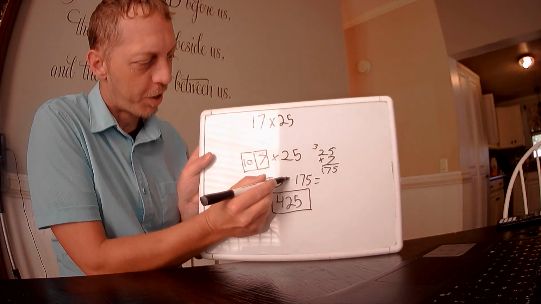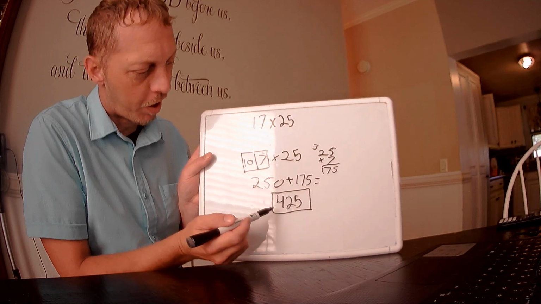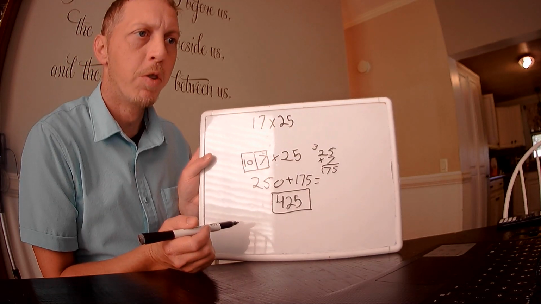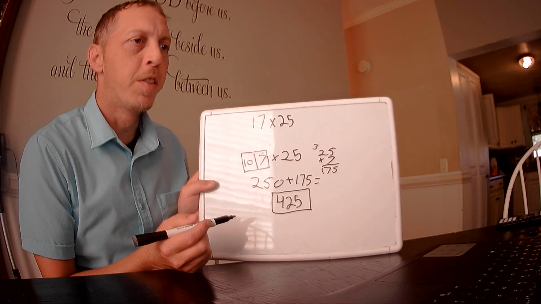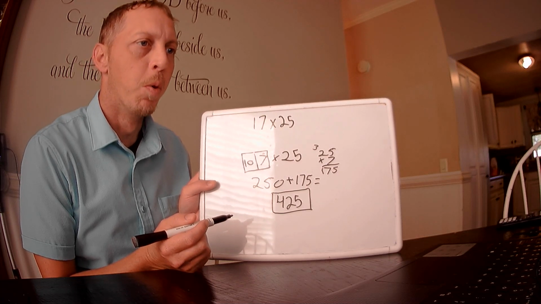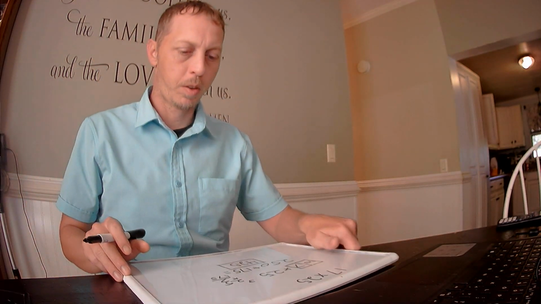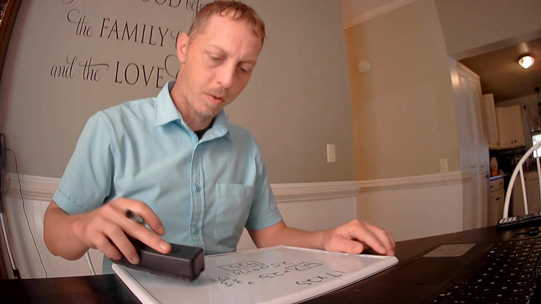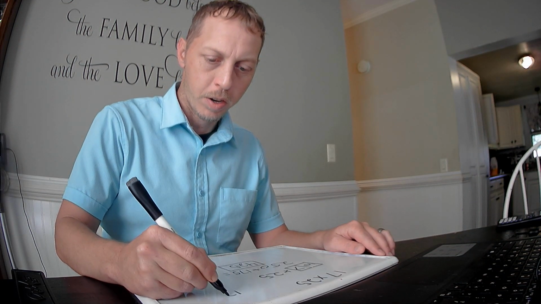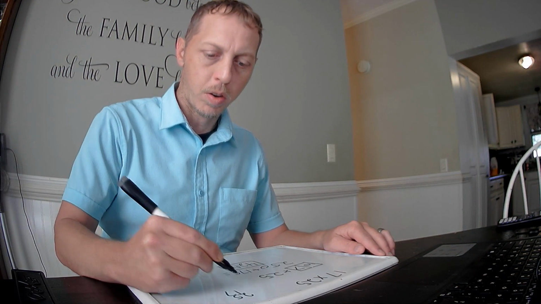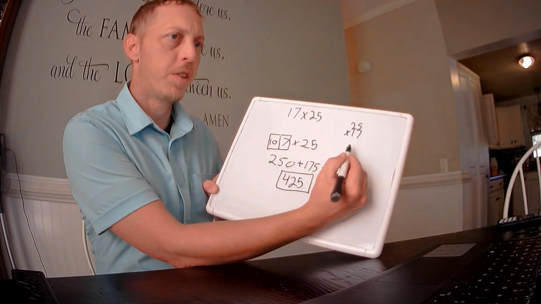I might fix this plus sign a little bit. 250 plus 175 equals 425. 425 is the answer. Now, you can check this and make sure it's right using normal multiplication.